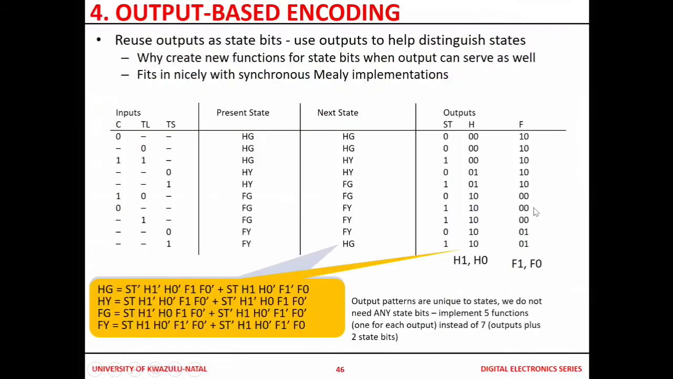The next one is called output-based encoding. If you've got a system, these are your states, and HG is the next state. If you look at this combination, you find that HG, which is a next state, is unique for this combination. So you can code it in terms of the outputs. For example, HG can be ST complement.